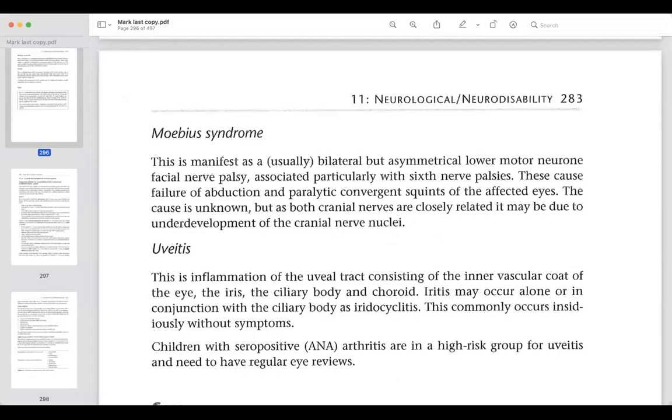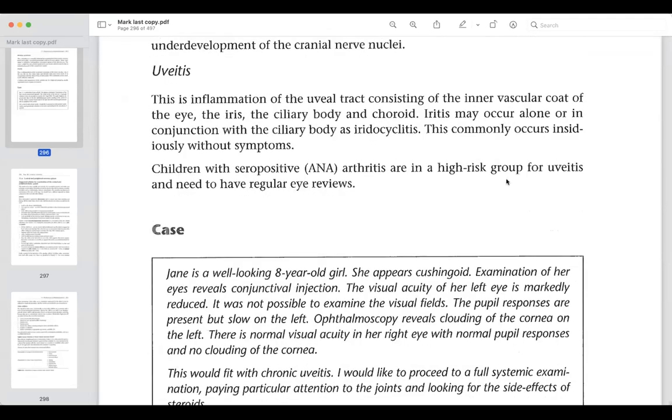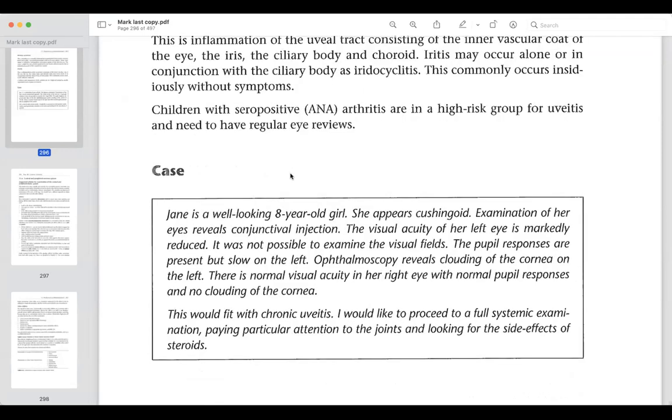The next is, children with seropositive ANA arthritis are a high risk group for uveitis and need to have regular eye reviews. So ANA positive arthritis, the children are more prone to uveitis and need regular eye reviews.